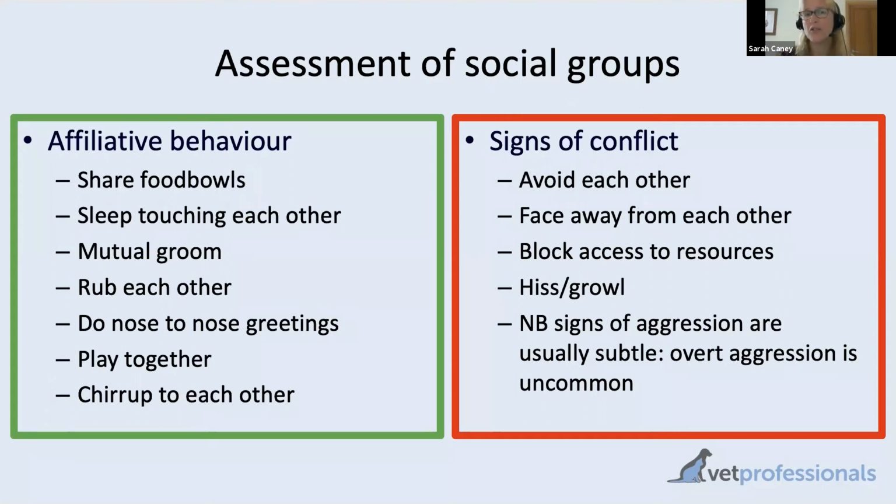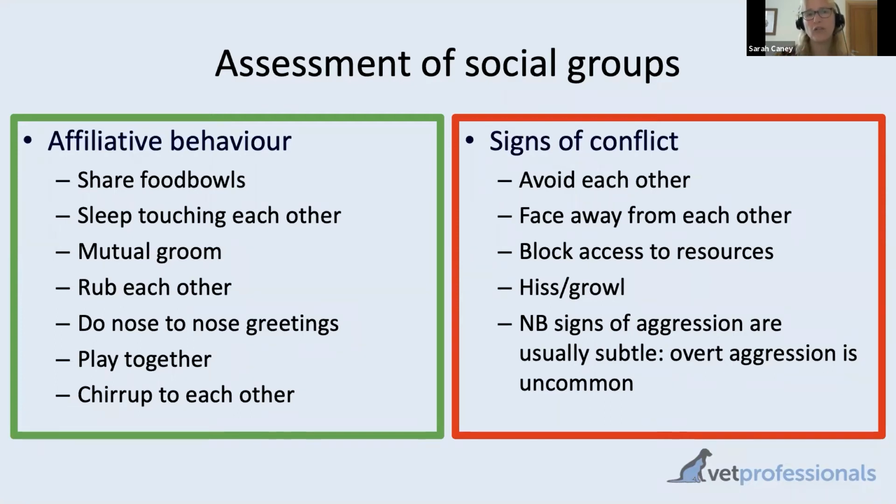They might choose, if they don't like someone, to block their access to some resources in the household, like a food bowl or a litter tray. They occasionally might hiss or growl, but often that doesn't happen very often. And even less often would be actually lashing out or fighting at all. So again, the key message is that often, if there is disharmony, it's very subtle. You need to look quite carefully.